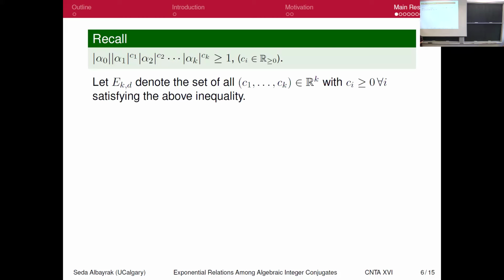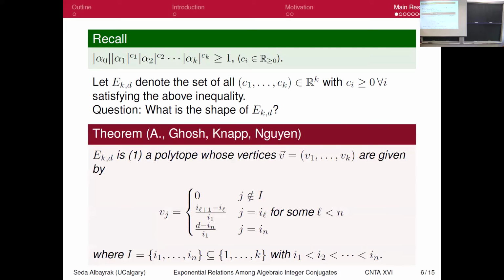Now let's give this set of solutions a name. Let E_{k,d} denote the set of all k-tuples (c_1, ..., c_k) with the c_i non-negative real numbers satisfying the above inequality. Now the question was, what is the shape of E_{k,d}? So we have this theorem. Like I said, we have two characterizations. The first one is that we observe that the solution set E_{k,d} is a polytope, and we can give its vertices in an explicit way.